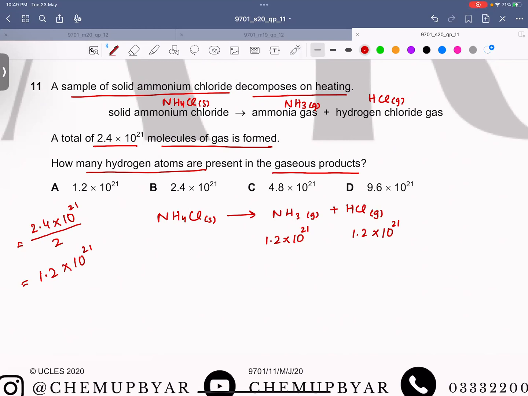Okay. So for ammonia, if I have to find the hydrogens, I have to multiply by 3. So it would become 3.6 exponent 21 hydrogen atoms. And for HCl, I would multiply by 1 only, because there is 1 H in the hydrogen chloride gas. So 1.2 exponent 21. Now you have to add them to get the total number of hydrogen atoms. If you add them, what will you get? 4.8 exponent 21. So see over here, it means A, B, and D, these three are wrong, and C is your correct answer. Yes, is this clear?